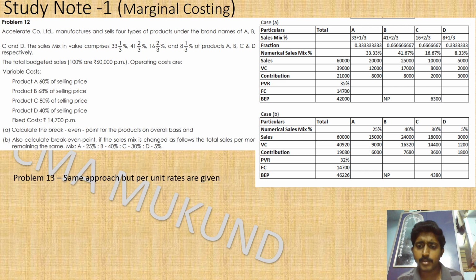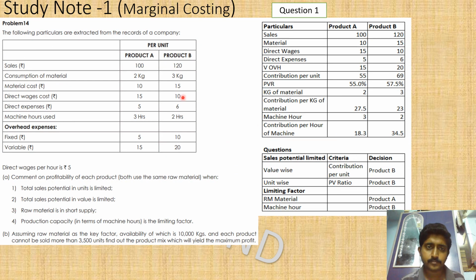So moving to the next problem. Yeah, this is problem number 14. The following particulars are extracted from the records of the company. Sales is given in rupees, 100, so it is 100 rupees per unit. Per unit is also given here. Consumption of material, 2 kg, 3 kg of material consumption is given. They would not have given this data just for the namesake.